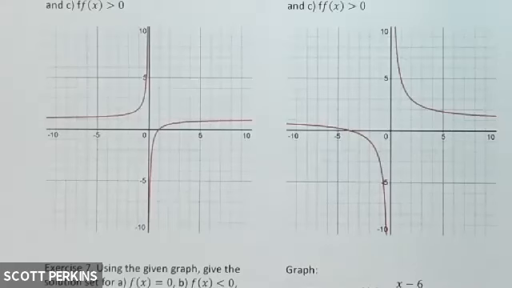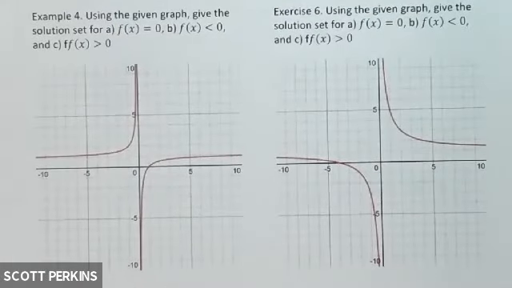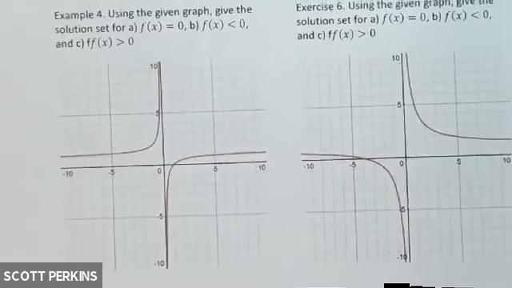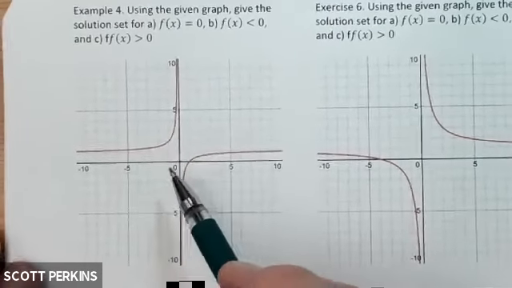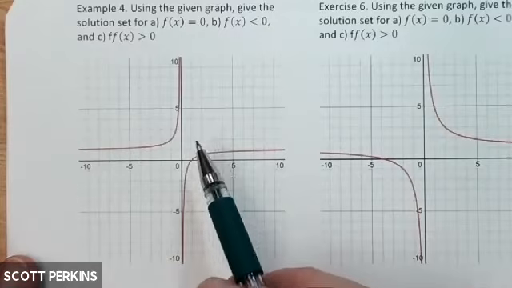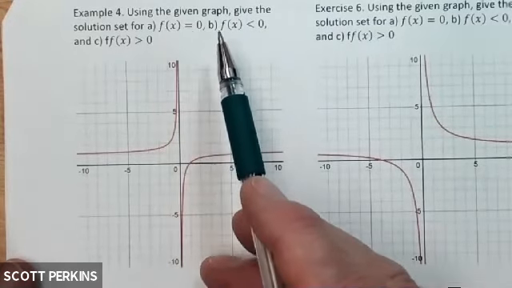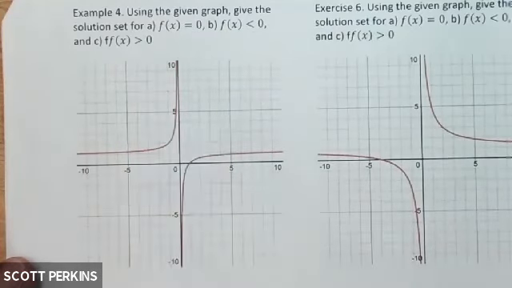There it is. Okay. So we're going to do the same thing we were just doing, but this time we're just going to use graphs. Because every time we've done something, we've also looked at the related graphs. So I'm going to help you plod through the first one, example 4. Example 4 says we're given this fun little graph right here, this rational function, and we are going to find the following. We're going to find where is the function equal to 0, then where are the function values less than 0, and then where are the function values greater than 0.